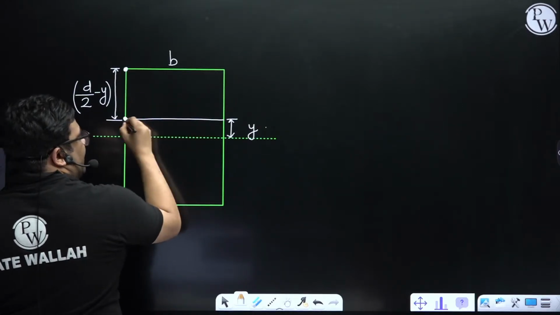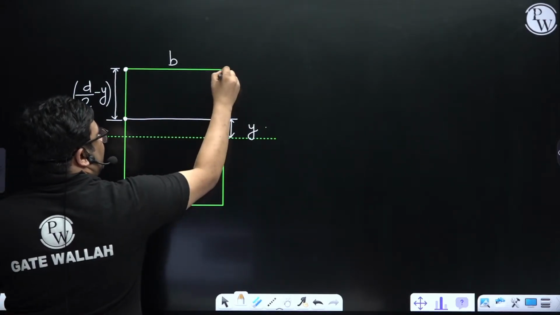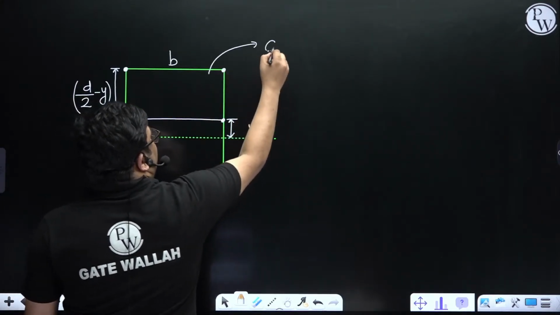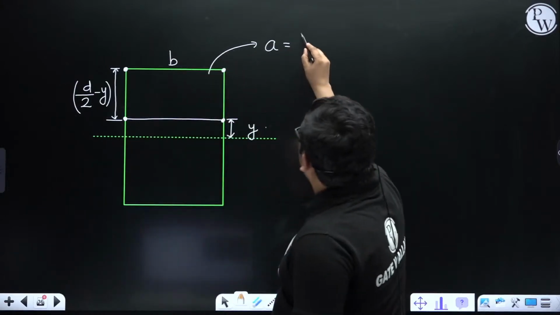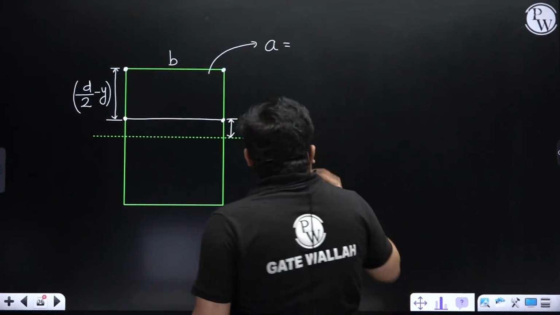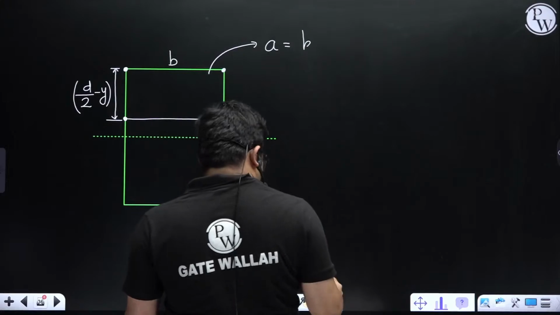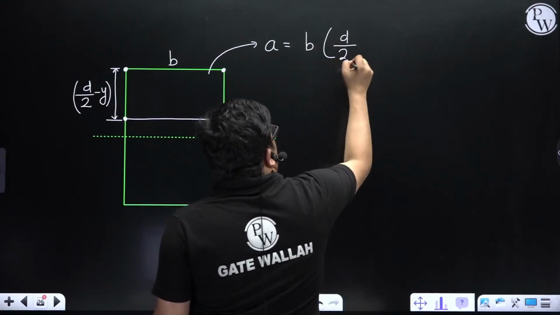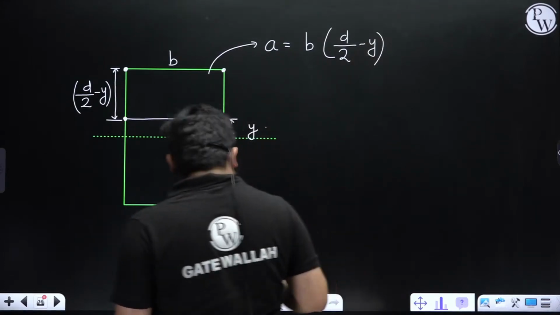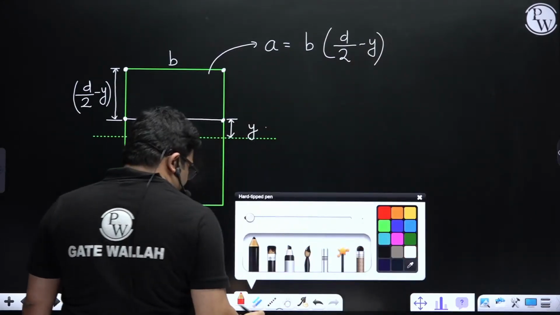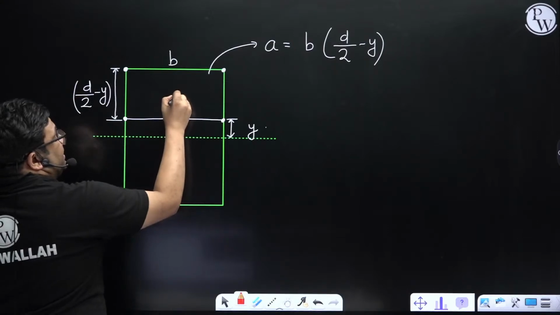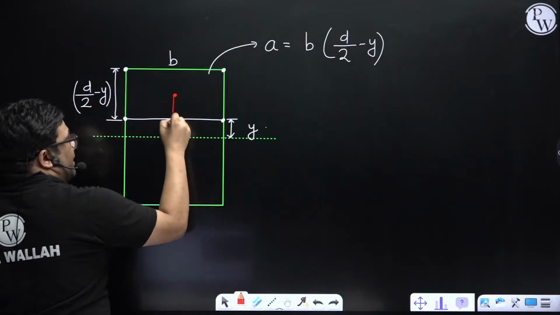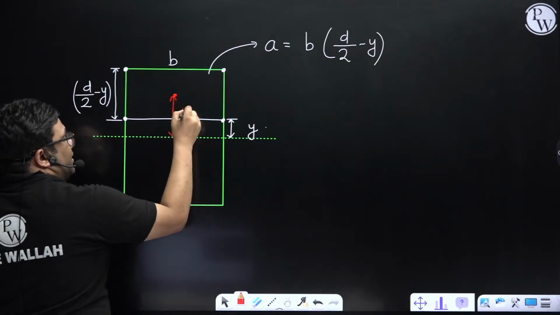If I am interested in finding at this level, this will be the area, which is a rectangle. That area A will be the width into the depth, and the depth is d by 2 minus y. Now y bar was the distance of the centroid of this area from the neutral axis. How to find out y bar?